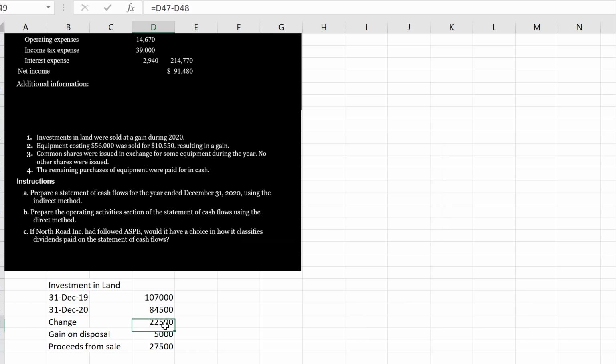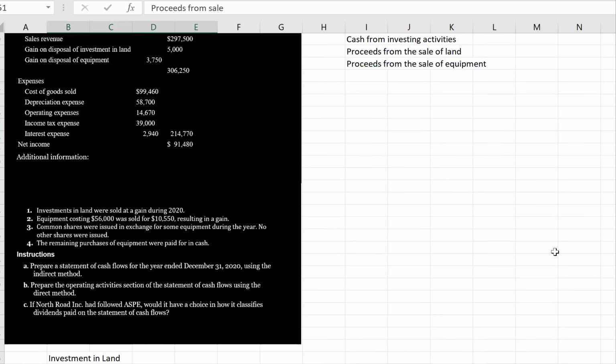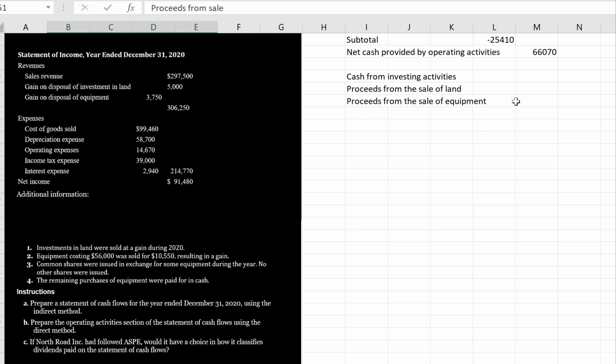And what you can see is it's simply the sum of the change in the account plus the gain on the disposal. And why is that? Because when we sell the land, we would credit the account to take out the cost of the land that we had sold. And then we also had a gain going through the income statement. So the cost plus the gain must be the cash that we received from selling the land. So now we've got this amount we can put up onto our cash flow statement. So we've got 27,500.